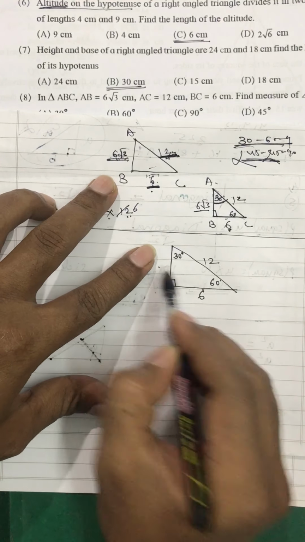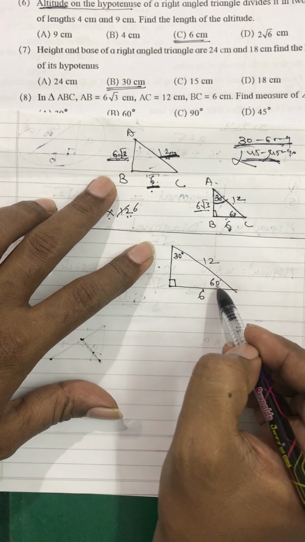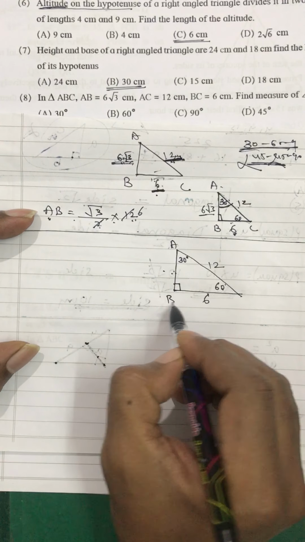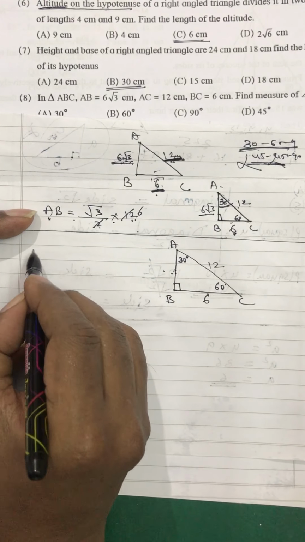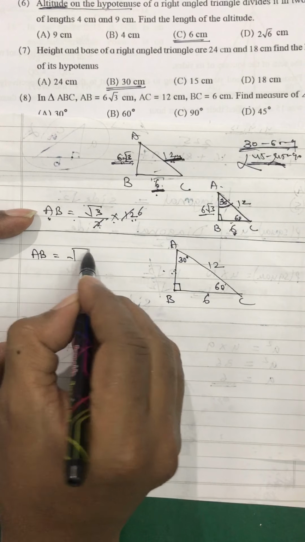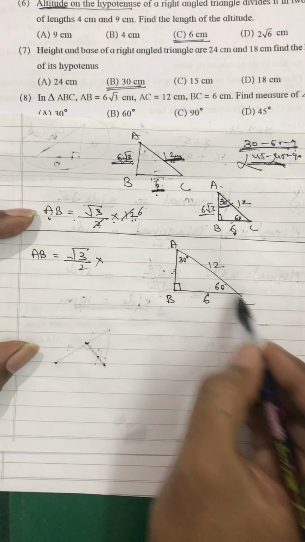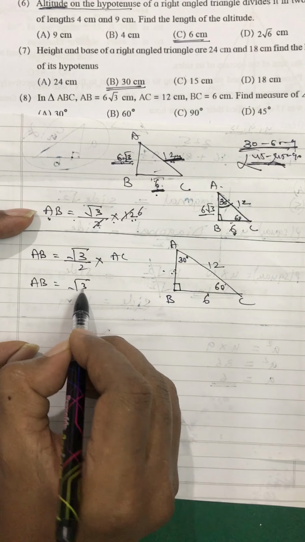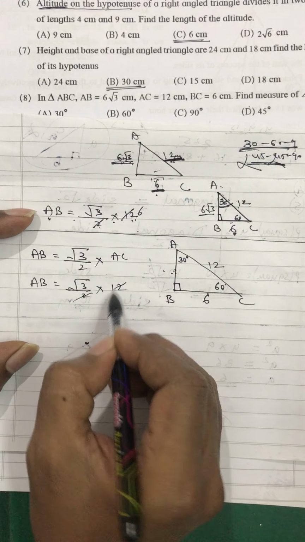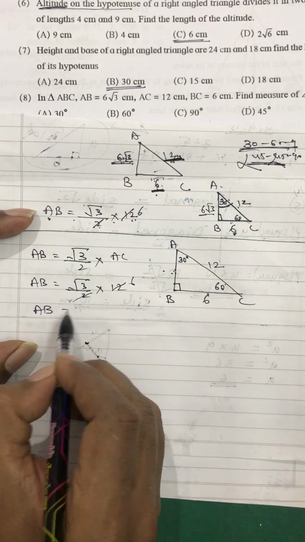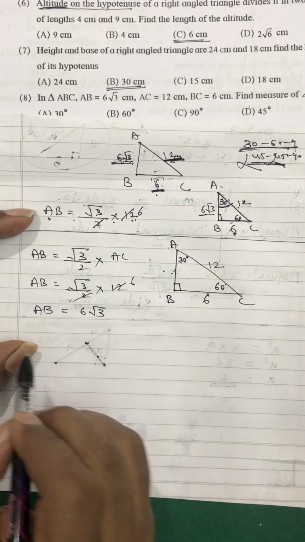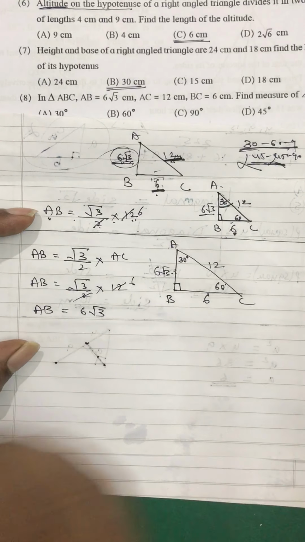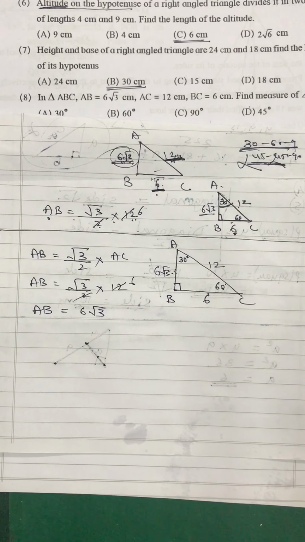Now, to confirm that this triangle of mine is right, take 60 degree. The side opposite to 60 degree is AB. By formula it is root 3 upon 2 times hypotenuse AC. If I substitute the value of the hypotenuse, do I get 6 root 3? Yes, I have 6 root 3. In that case, this triangle is a right triangle that I have traced.